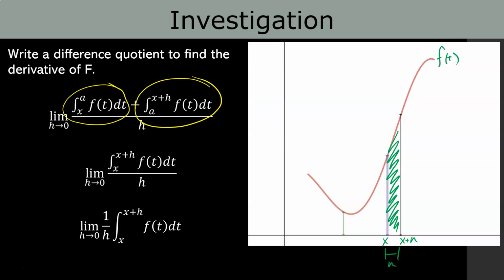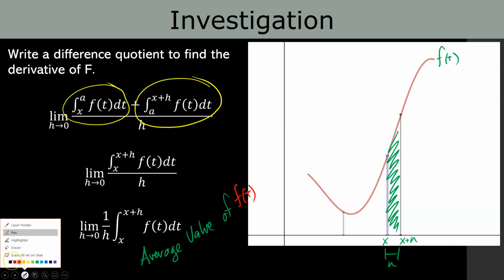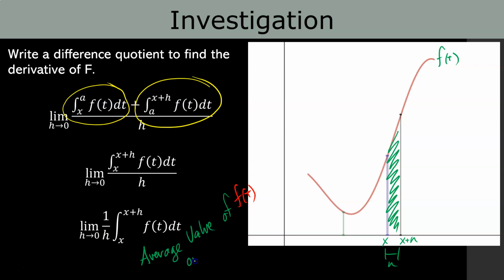Maybe you want it in this form. We have the area divided by the width. This is the average value of f of t on x to x plus h. So, as I've drawn it, that seems like a good average value, maybe right in the middle. I don't really know.